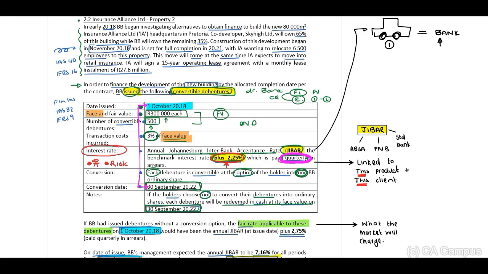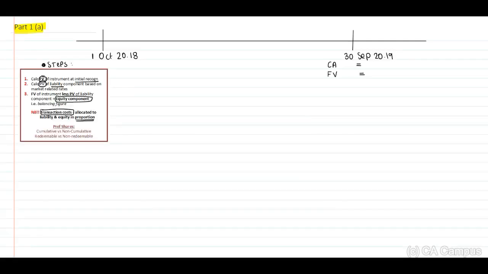Okay, so let's just quickly stop right there. Now, we know that we will have to determine the future value of our instrument at initial recognition. Remember, at initial recognition will be 1 October 2018. Therefore, our step number 1 will be the future value. We know that this is the 300,000 times 500 debentures, and this is 150 million. You with me on this? Okay.